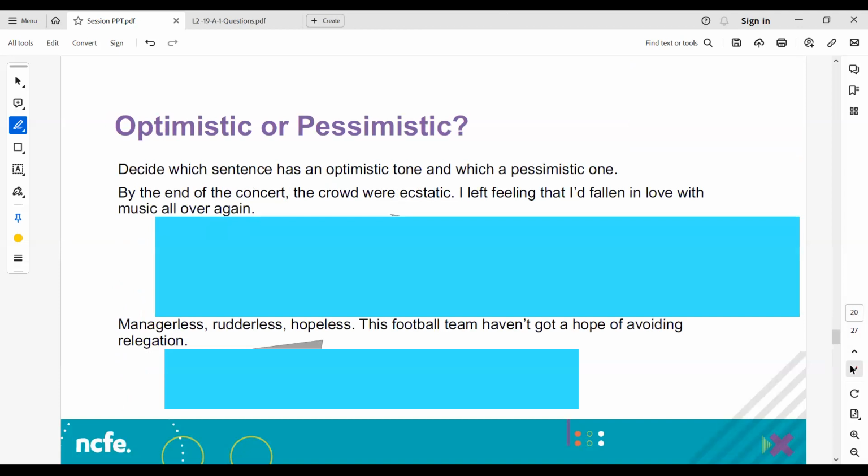So we've got two sentences or short paragraphs here. One is optimistic, so it's positive, and the other one is pessimistic, so it's negative. So the first sentence is, by the end of the concert, the crowd were ecstatic. I left feeling that I'd fallen in love with music all over again. Managerless, rudderless, hopeless. This football team haven't got a hope of avoiding relegation. So which one is optimistic or positive, and which one is pessimistic or negative?